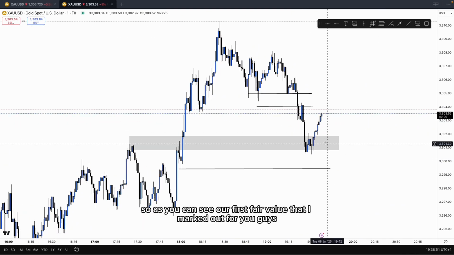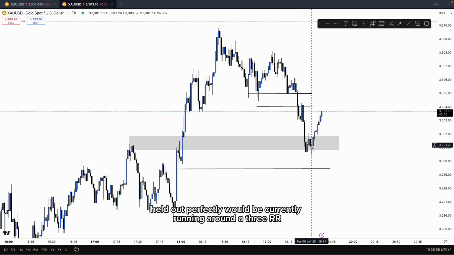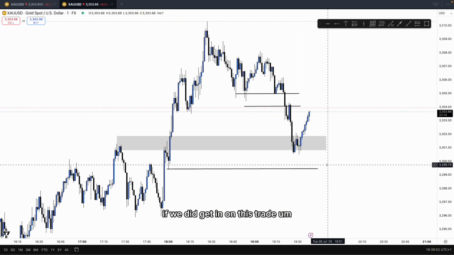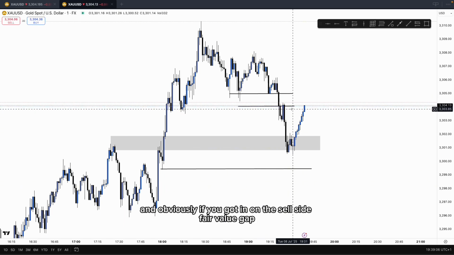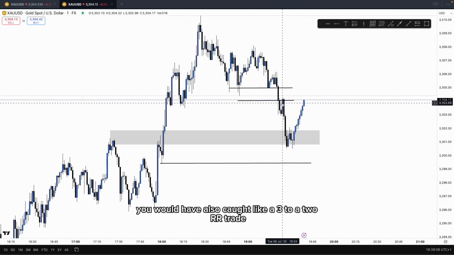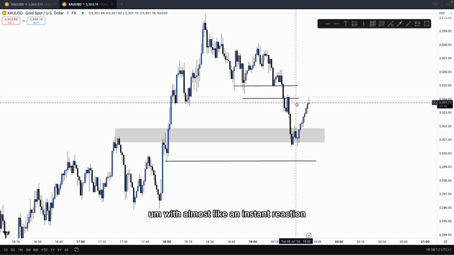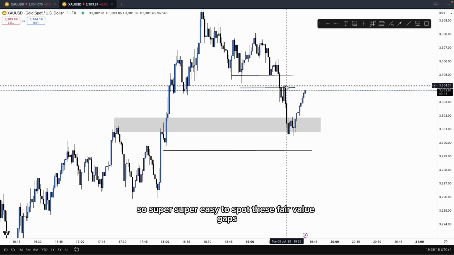So as you can see, our first fair value gap that I marked out for you guys held out perfectly. We'd be currently running around a 3 RR if we did get in on this trade, but I was obviously just showing you guys how to mark these out. And obviously if you got in on the sell side fair value gap, you would have also caught like a 3 to a 2 RR trade with almost like an instant reaction. So super easy to spot these fair value gaps.